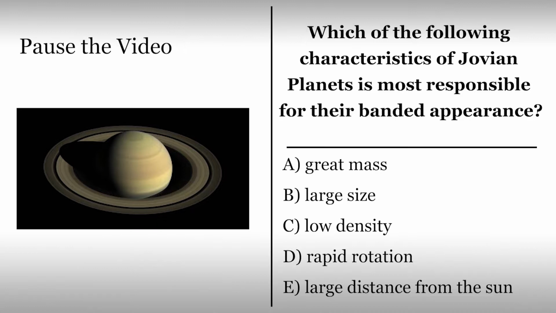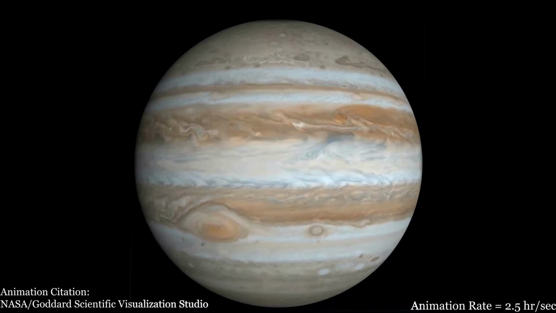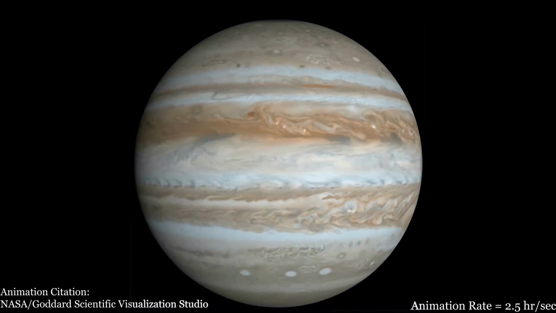Note that all of the characteristics mentioned are true for all of the Jovian planets. They are all massive, large, low density, far from the sun, and rapid rotators. A day on Jupiter lasts about 10 hours, and a day is less than 18 hours for all of the Jovian planets. It is the rapid rotation of the gaseous giants that gives rise to the banded appearance, most noticeable for Jupiter, but present for Saturn and Neptune as well.